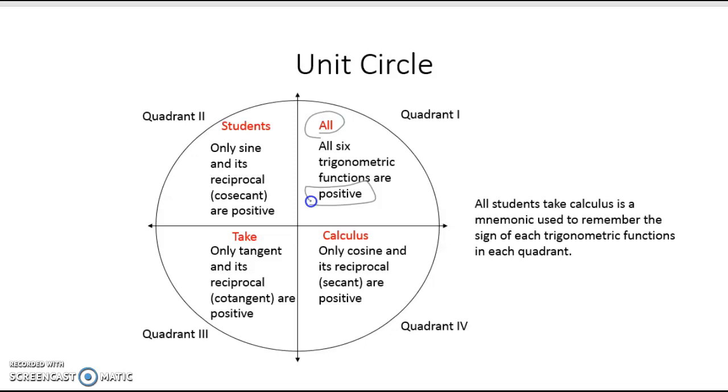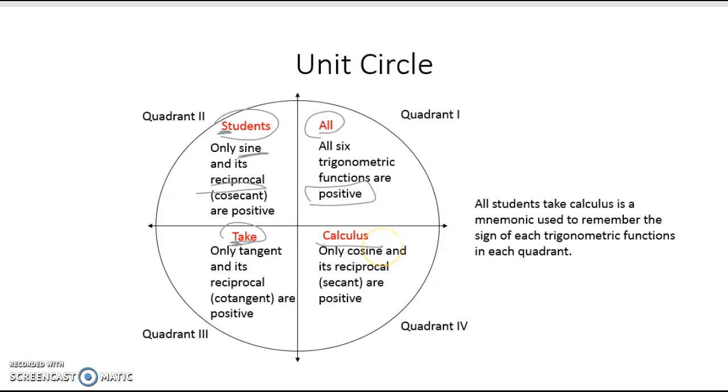In quadrant 2, students, that means take the first letter right there, so S, so sine and its reciprocal, cosine. Those two are going to be positive. The rest of the trig functions are going to be negative. Then we're going to take T right there. So tangent and its reciprocal, cotangent, those are the only two that are positive in the third quadrant. The rest of the 4 are going to be negative in that quadrant.